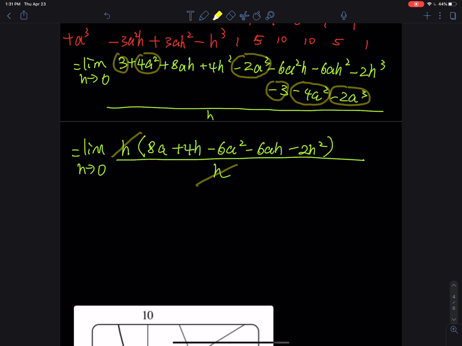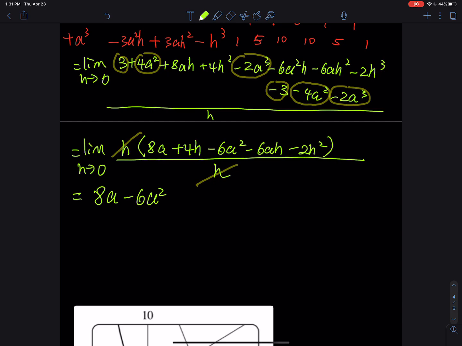In fact, if you make a mistake anywhere, you can't even proceed to this step. So once we get rid of the h in the denominator, we are safe to plug in h goes to 0. When h goes to 0, every term with an h in it will just become a 0. So we end up with a minus 6a squared.